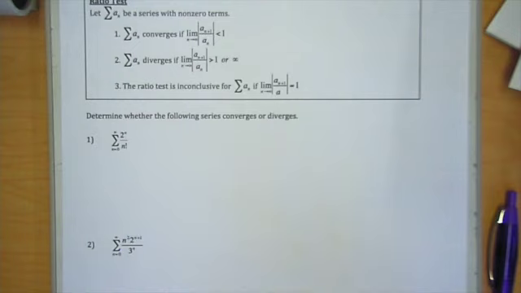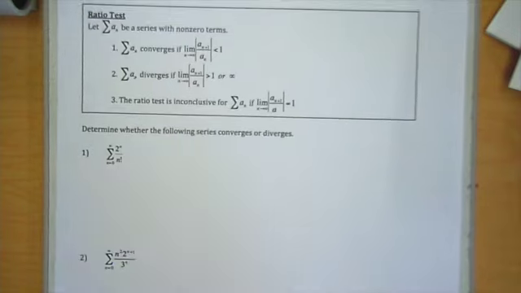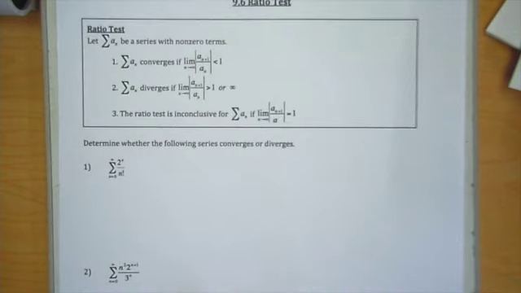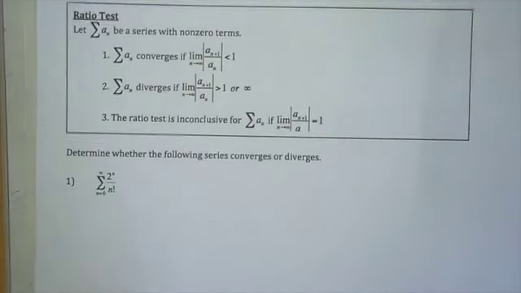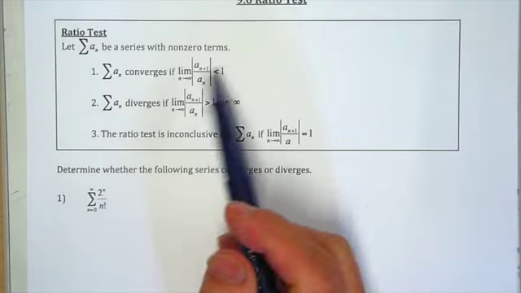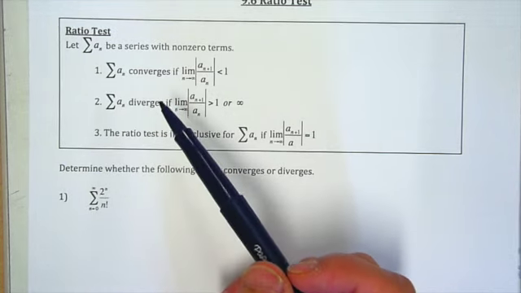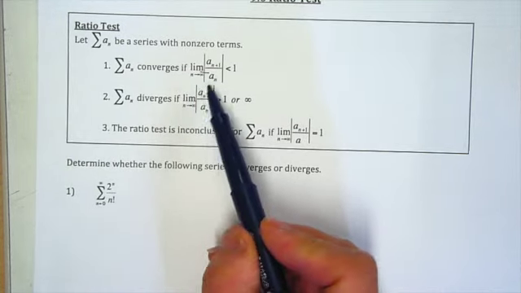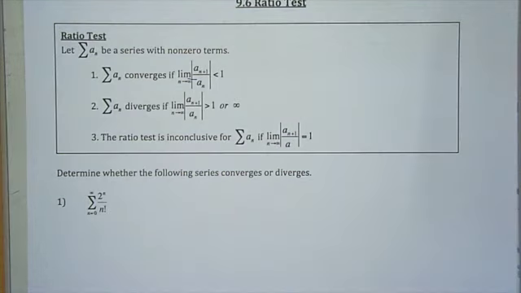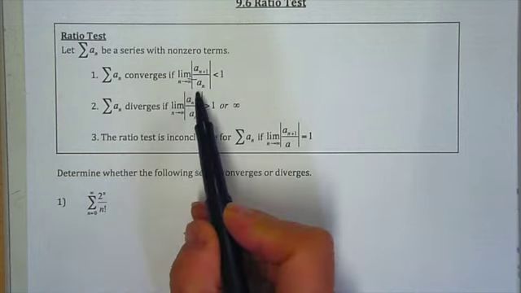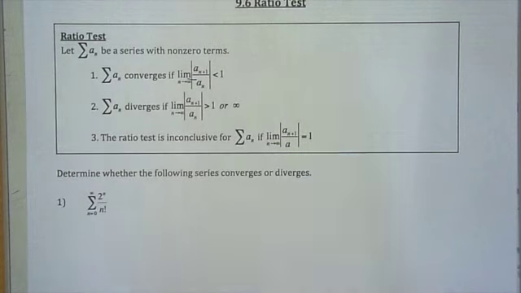The last type of test that we're going to use to figure out if a series converges or not is called the ratio test. And basically what it says is if you have a series, and the terms can be positive or negative as long as the terms aren't zero, you're going to take the n plus first term divided by the nth term. All that means is you take the next term over, that's your n plus first term, divided by the previous term, and if the limit of that is less than 1, then we're going to say it converges.